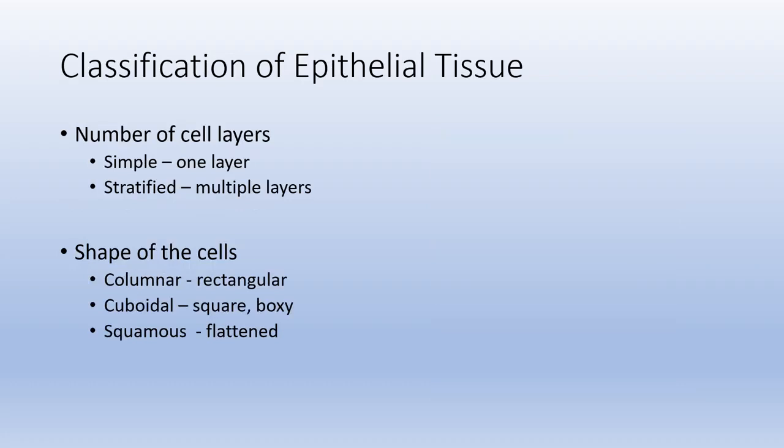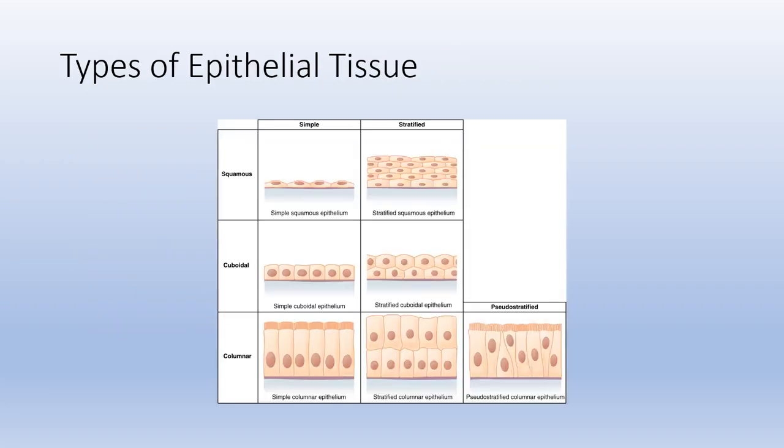So how do we classify epithelial tissue? Two main ways. Number one, you're going to look at how many layers of cells are there. If it's one layer, it's called simple. If it's multiple layers, it's called stratified. And then you look at the shape of the cell. If it's rectangular shape, we call it columnar. If it's kind of a square or like a box, it's cuboidal. And then if it's this flattened, squished looking cell, then it's called squamous. So those are the two things that we'll use to classify, and we combine them together.